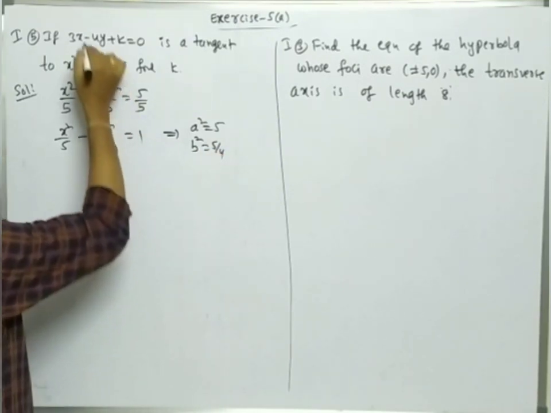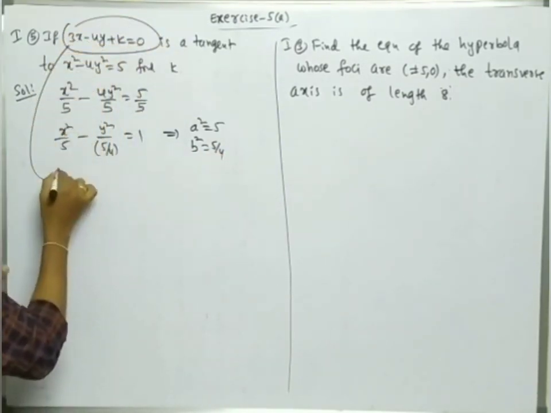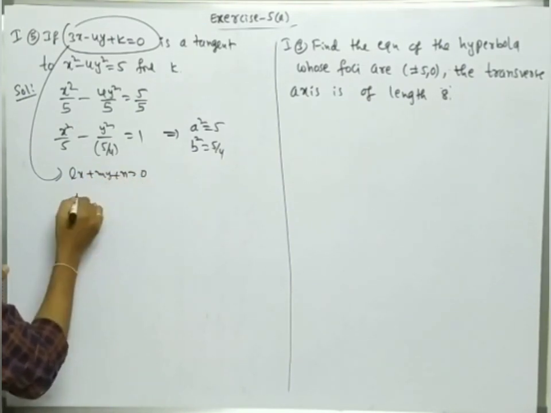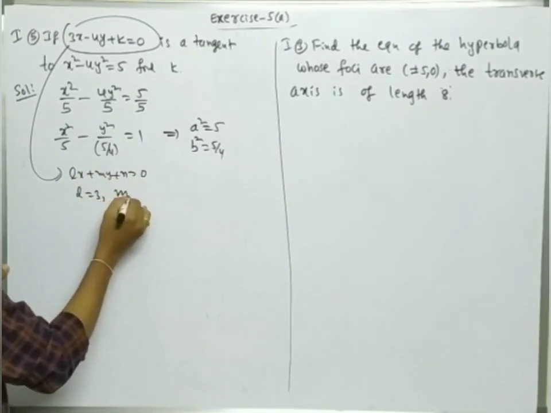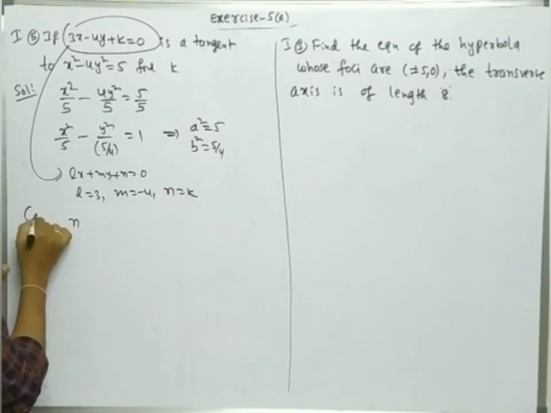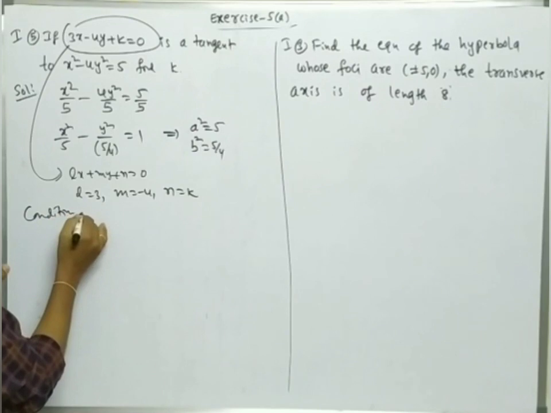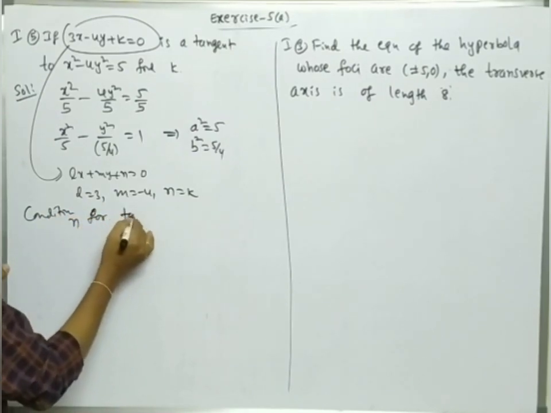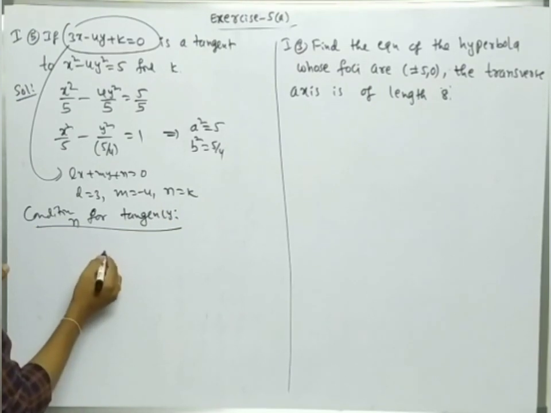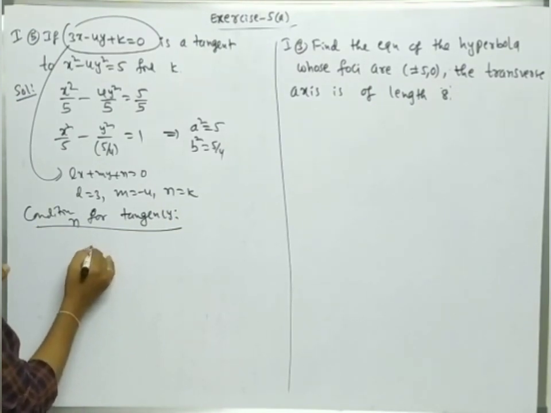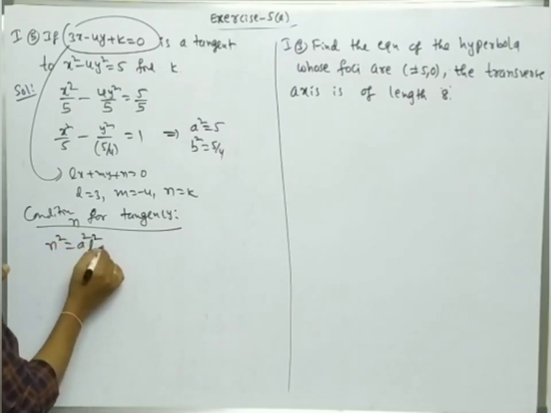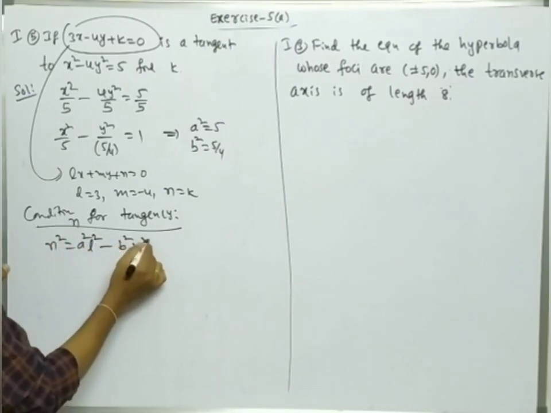Now compare this linear equation with lx plus my plus n is equal to 0. We will get l is equal to 3, m is equal to minus 4, n is equal to k. So what is the condition for tangency? Condition for tangency. What is the condition? l square a square minus b square m square is equal to n square.